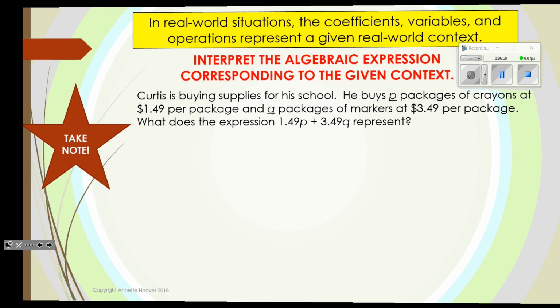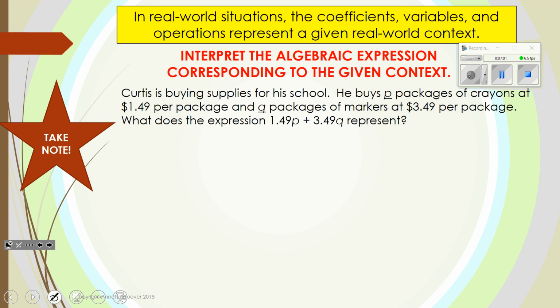All right, now we're going to look at real-world situations and talk about how the coefficients and the variables have meaning in the real world. Curtis is buying supplies for his school. He buys p, which is an unknown number of packages of crayons at $1.49 per package, and he buys q, which is an unknown number of packages of magic markers at $3.49 per package. What does this expression represent?